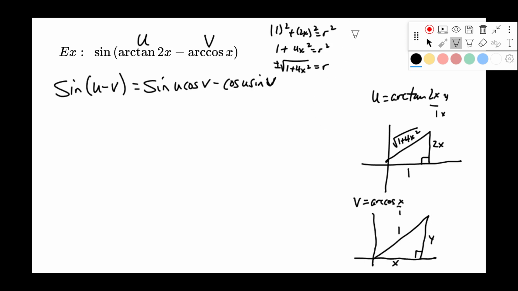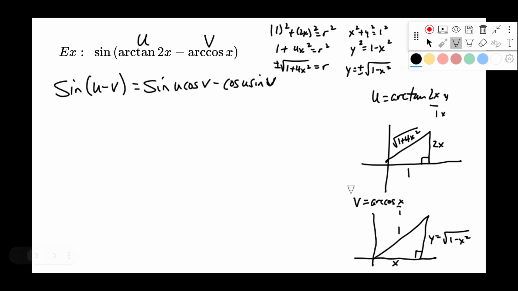So I'll do it up here. We have x squared plus y squared equals 1 squared. So remember, we're solving for y. X is actually a variable. So y squared equals 1 minus x squared. Take the square root on both sides. We get y equals plus or minus the square root of 1 minus x squared. But y is going up, so that's positive.